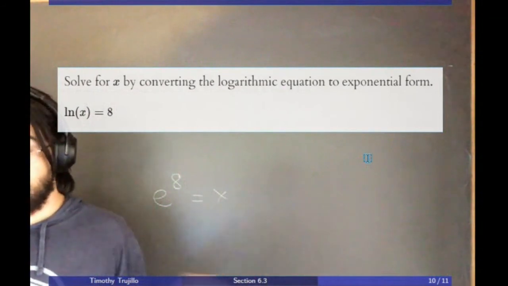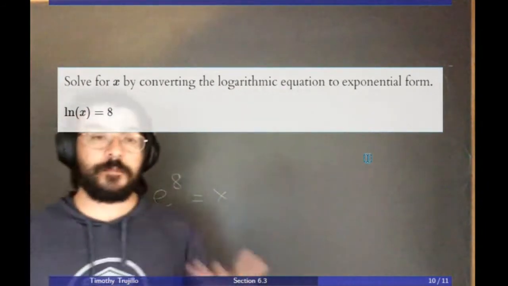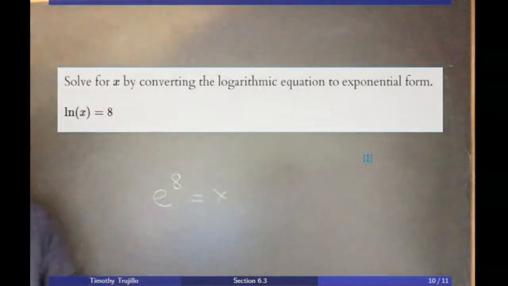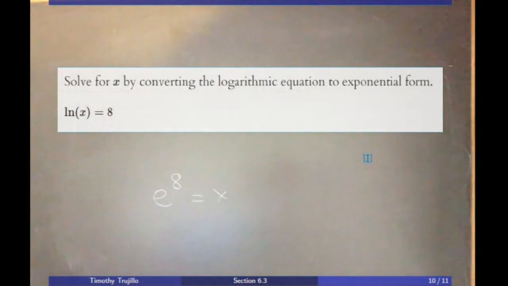Okay, but you've solved it, right? And we're going to get to more complicated versions of these logarithms. This is called a logarithmic equation. And we're going to get to more complicated ones that we would like to solve as well. But here we saw that we could just solve it in one step.